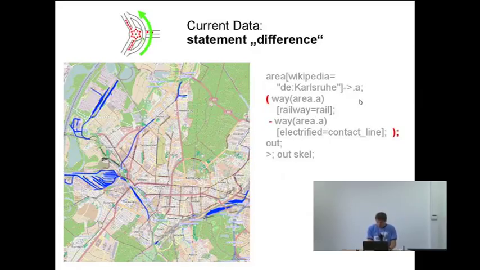A small detail is that I have put the area into a separate variable. It's a pitfall that often happens even to me. We need this area twice. It's the reason why we put it in a separate variable. Otherwise, the ways would override this area in the first step, and then we won't have the area for selecting in the second step.